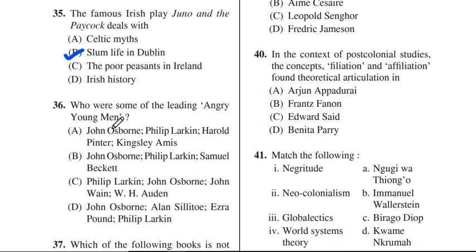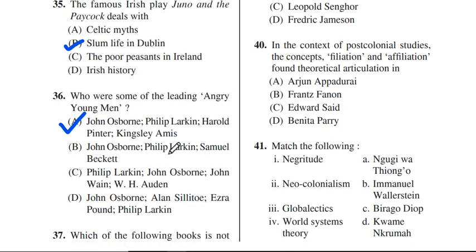Next, question number 36. Who were some of the leading angry young men? The correct answer is A. John Osborne, Philip Larkin, Harold Pinter, Kingsley Amis. These are all nothing but angry young men.